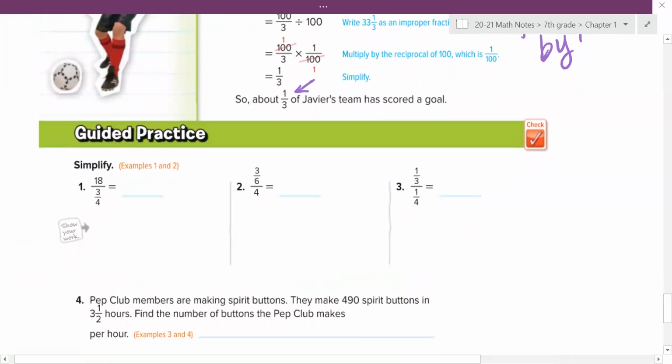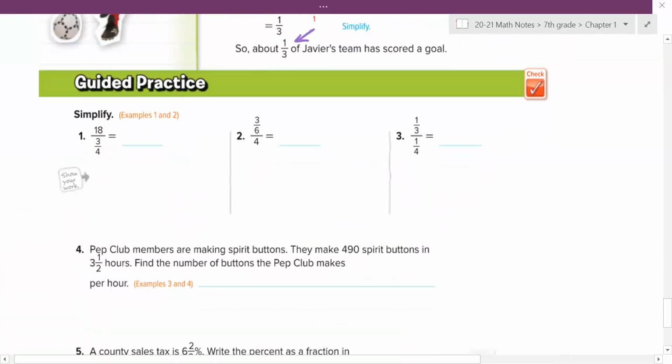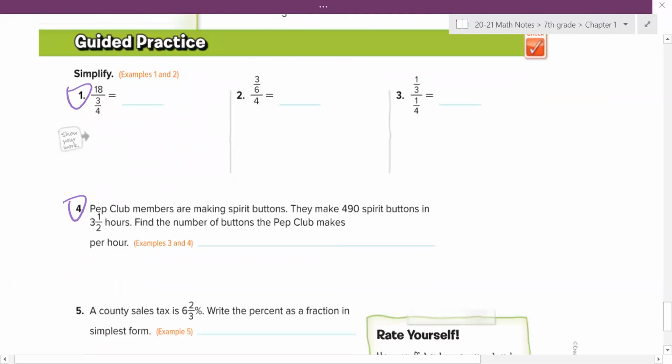So I want you to please do numbers 1 and 2 for me right now, actually, no, let's do this. I want you guys to do number 1 and number 4, please. Right now, go ahead and do number 1 and number 4.